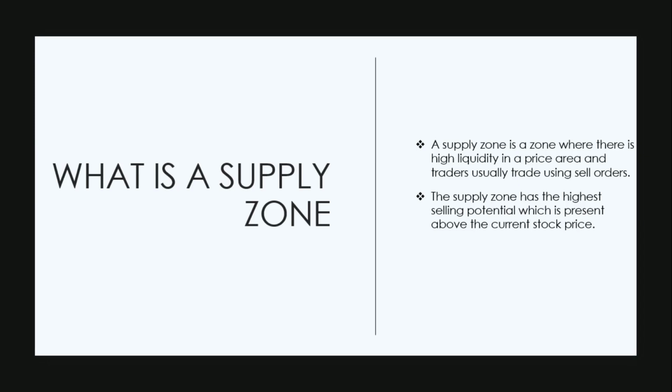The supply zone has the highest selling potential, which is present above the current stock price. So I said the supply zone has the highest selling potential, which is present above the current stock price. As I said, you sell at supply zones, and I'll tell you about the demand, inshallah. Let's get into it.